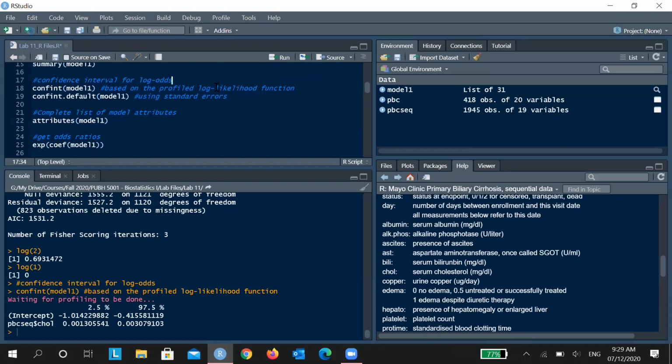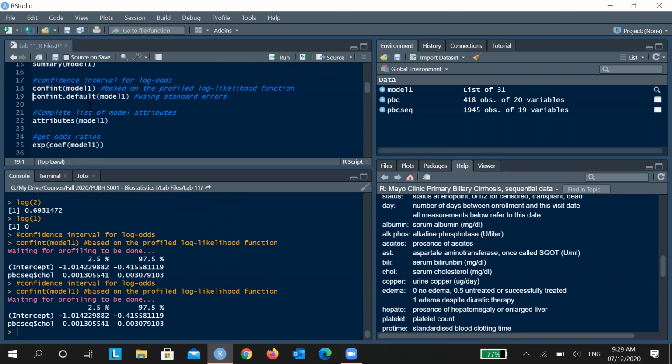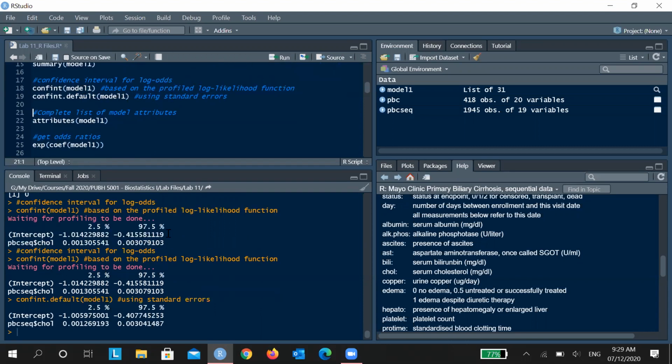Now, if you look at this, for instance, you can build the confidence interval with the model one here, but you can also use the confint default function, and it gives this number, and you can look at the difference. So what is the difference between the two? When you specify only the confint, it builds the confidence interval based on the log likelihood function. Again, these are slightly different concepts of calculation to get the 95% confidence interval.